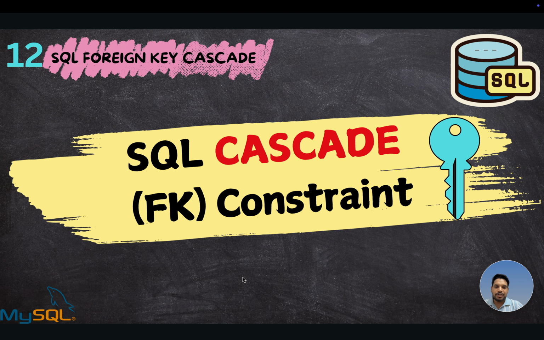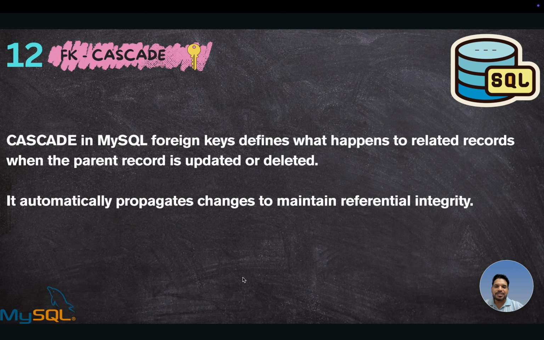All right. So guys, what is cascade? Cascade is a very important concept when you want to delete or update a record from the parent table. Cascade in MySQL foreign keys defines what happens to related records when the parent record is updated or deleted. When you apply cascade, it automatically propagates changes to maintain referential integrity. So what is the meaning of this statement?